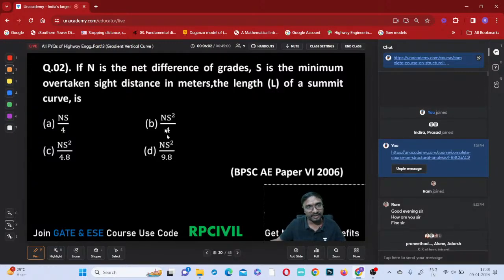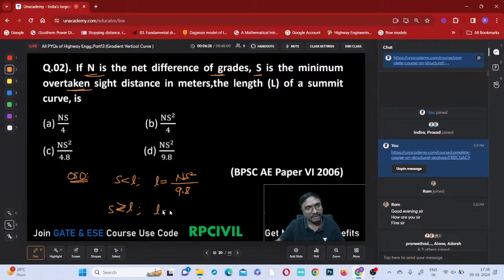Right. So what is that? If it is OSD, N is the net deflection angle and S is the minimum overtaking sight distance, right? Whenever it is given as OSD, what can you say? Sight distance lesser than the length. What is that? L equals NS squared by 9.8, actually 8H, where capital H is 1.2, right? And S is lesser than L, that is S greater than L, right?